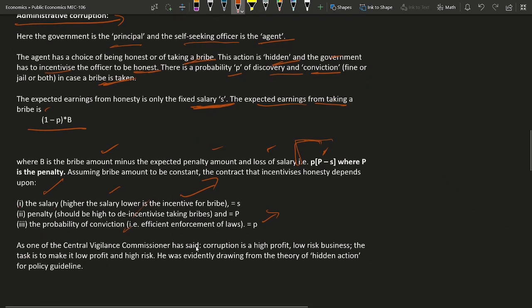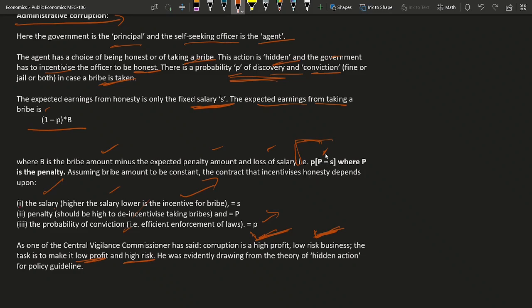As the Central Vigilance Commission has said, corruption is a high profit, low risk business. The high profit comes from this bribe amount and the low risk comes from the low conviction rate. The task is to make it low profit and high risk. This low profit will come from the loss and penalty.